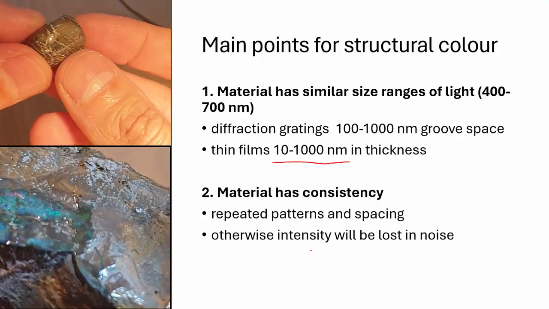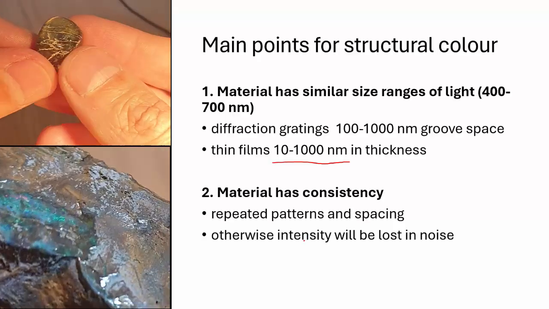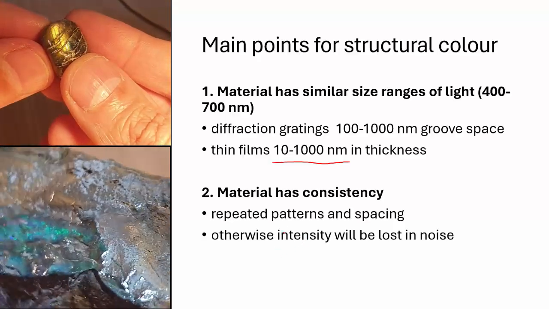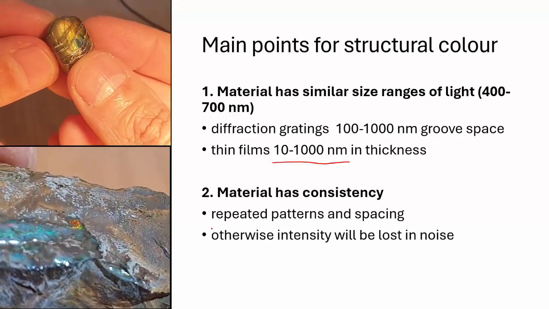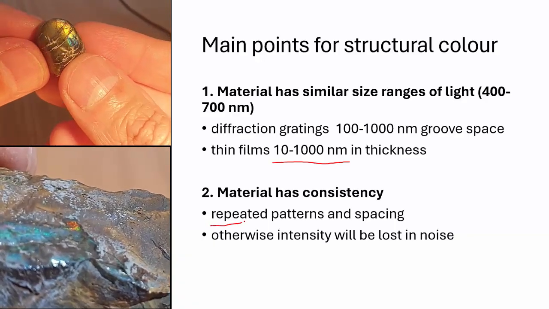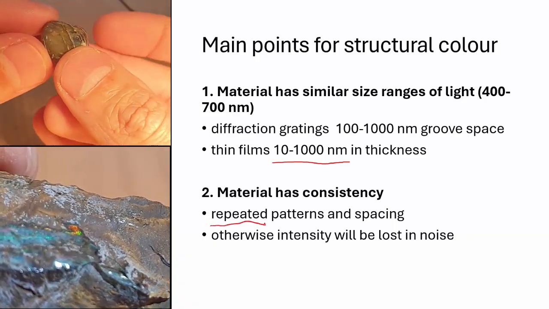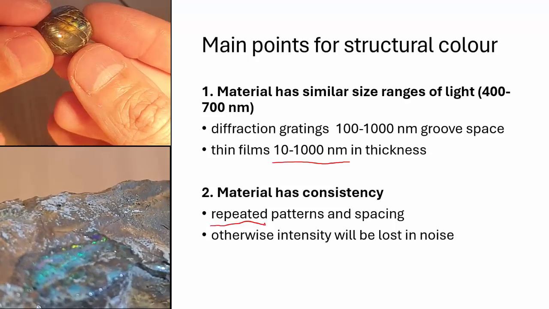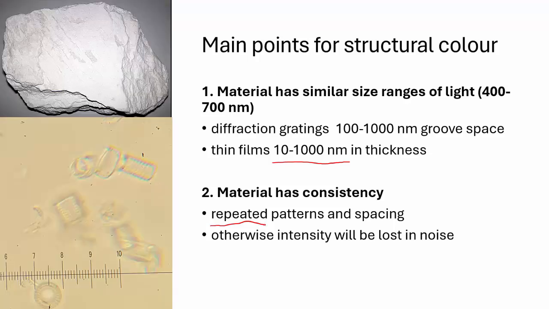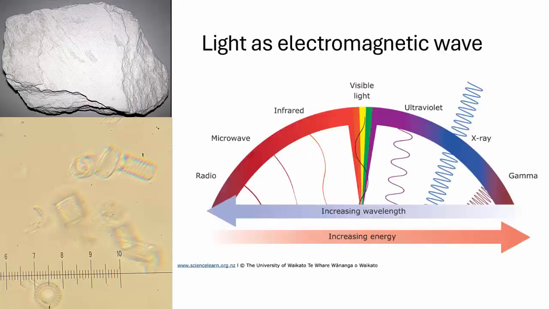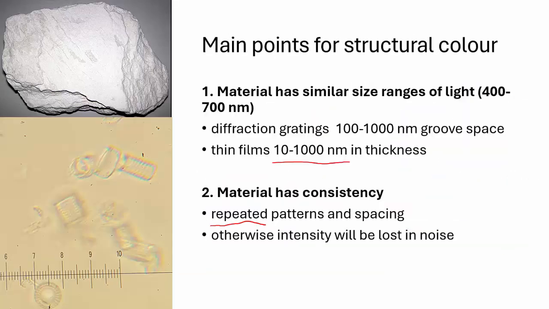Color is also seen with a prism, but this is refraction and it's not under the umbrella term of structural color. And the second requirement is it must be a repeating pattern, otherwise there will be noise or a lack of intensity to detect by the eye. An example of lack of intensity is this dull white dolomite mineral or rock, depending on how you're going to look at it and define it.